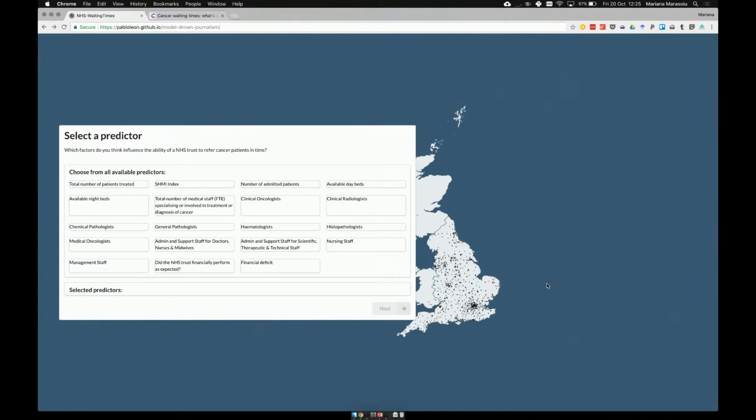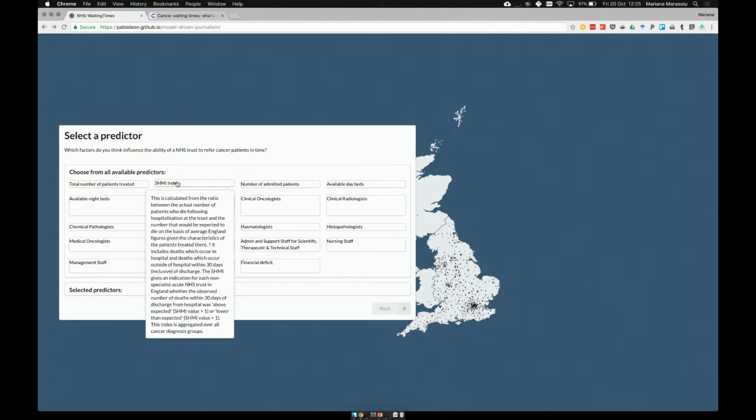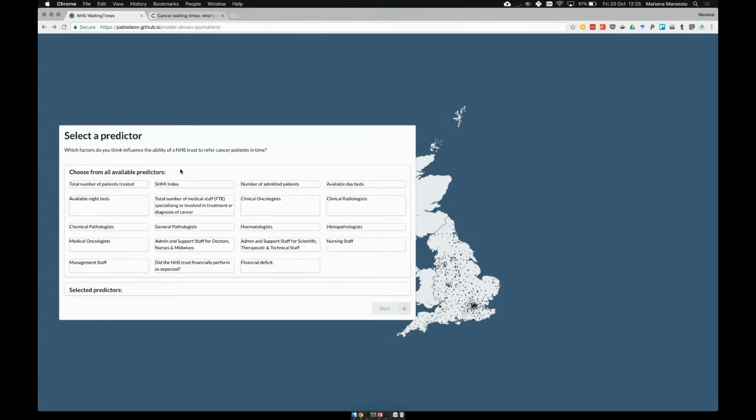So here we've just listed different factors. So you have staff. The SHMI index is a mortality indicator based on whether hospitals don't exceed the expected mortality that they expect in the NHS Trust. So that's an index that is standardized across the UK. And the number of patients treated in that hospital, patients admitted, administration staff, management staff, financial performance. Anyone want to pick a couple?